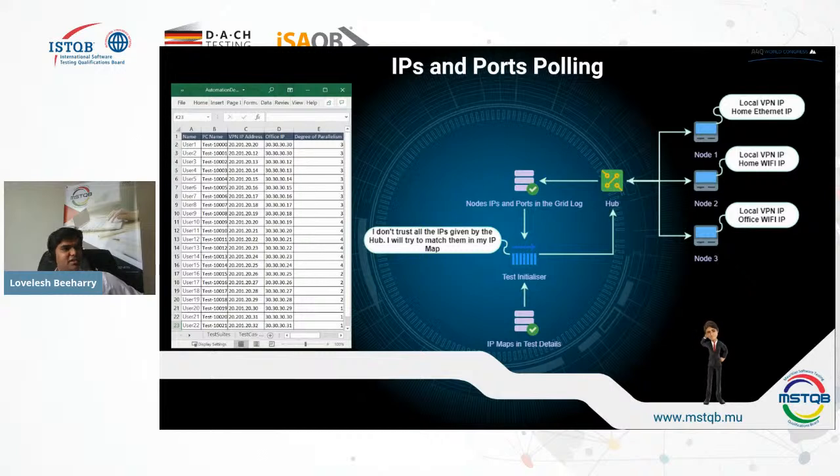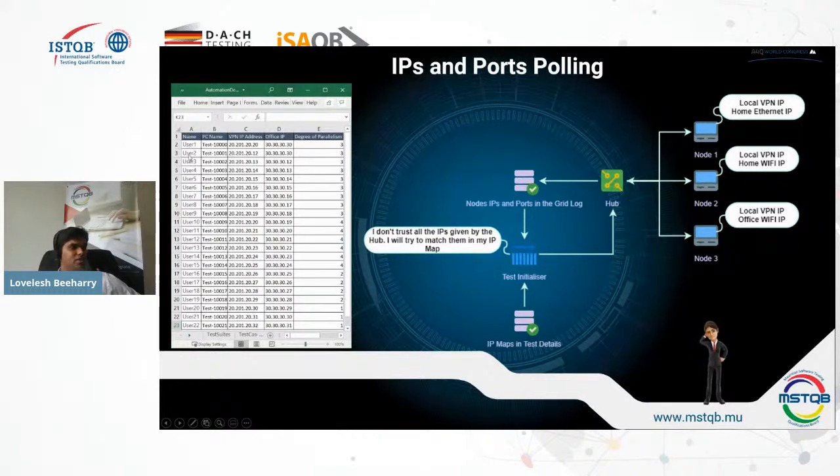The test initializer does that for us. The concept here is the test initializer doesn't trust the IP given by the hub. The hub is writing all the IPs and all the port numbers on a log. The test initializer is reading that, and trying to make sense of those IPs, the nodes, and the port numbers that are available in the log from the map that we've created. So we've created an IP map in our test script.